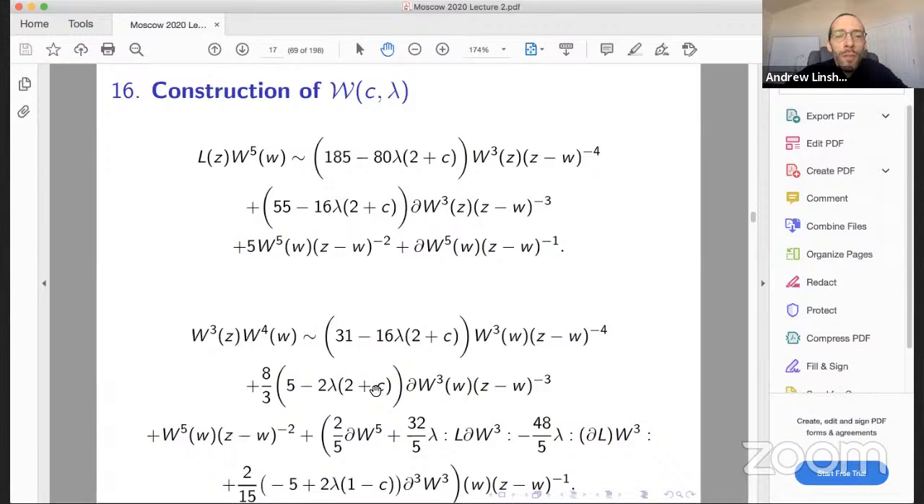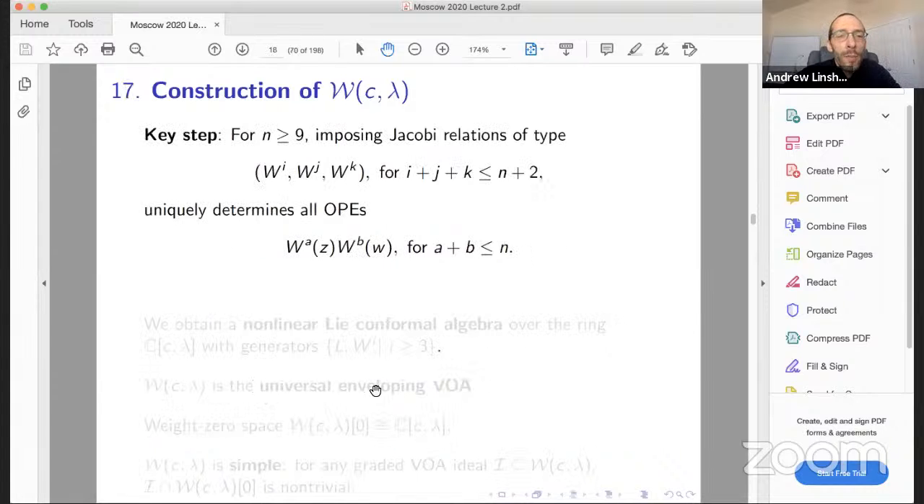So you can do this up to some point by computer, but it's not conclusive. You need an argument that shows that for all n greater or equal to 9, if I impose Jacobi identities of this type for i plus j plus k less than or equal to n plus 2, that uniquely and consistently determines all these OPEs where the sum of the weights is less than or equal to n. So this is the part which is somewhat involved, to show that there's a recursive structure that allows you to make this conclusion for all n.